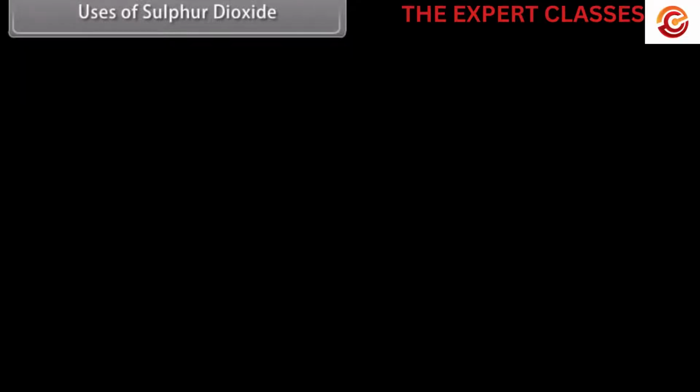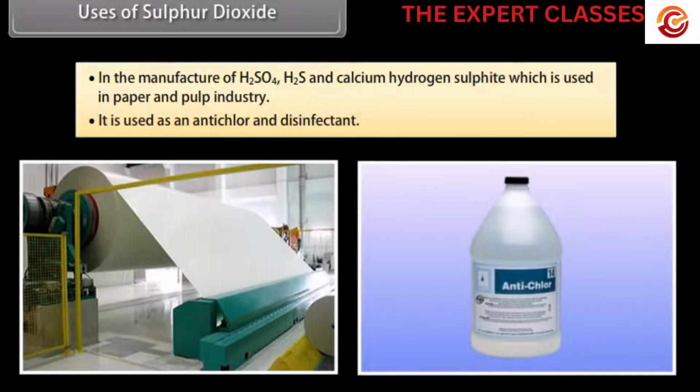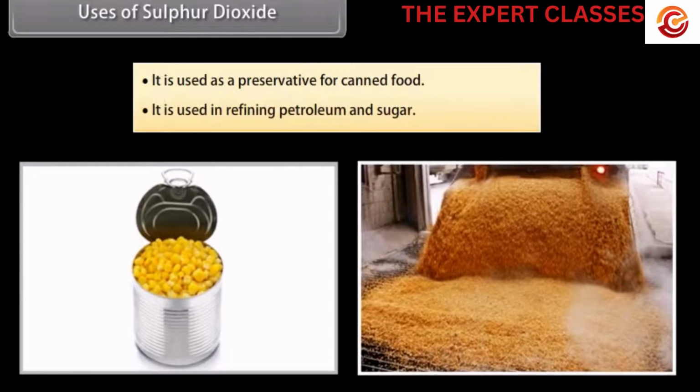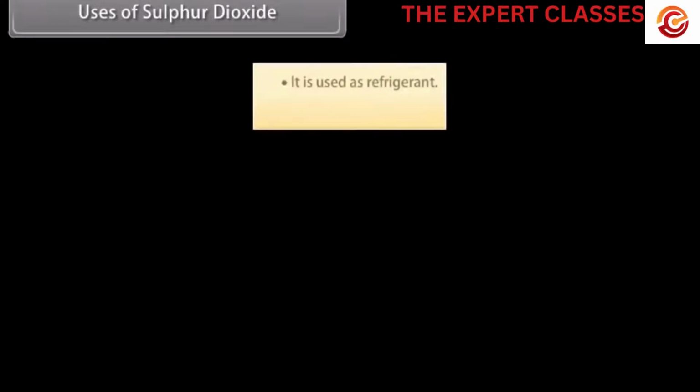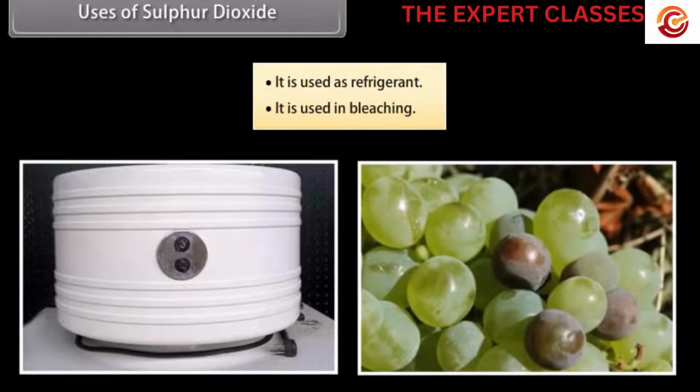Uses of sulfur dioxide. The important uses of sulfur dioxide are the following. In the manufacture of H2SO4, H2S and calcium hydrogen sulfite, which is used in the paper and pulp industry. It is used as an anti-chlor and disinfectant. It is used as a preservative for canned food. It is used in refining petroleum and sugar. It is used as a refrigerant. It is used in bleaching.